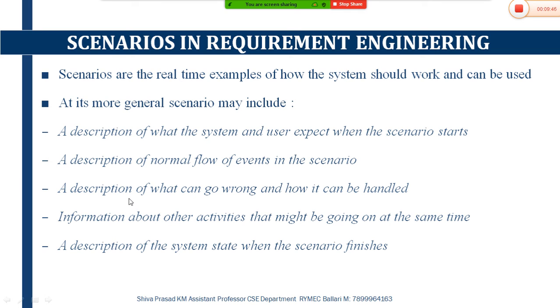And next, a description of what can go wrong and how it can be handled. Like, the receptionist has written the application and sent it to the doctor, but the doctor is not able to view that application. That is what I mean by what can go wrong. If the doctor is not able to view that application, how are you going to handle that problem?